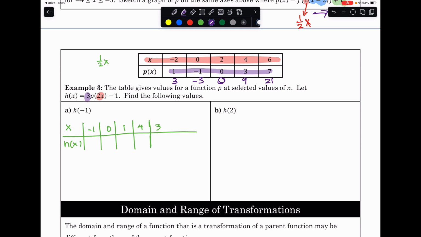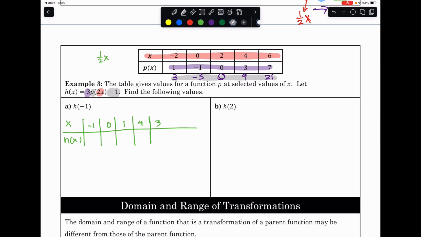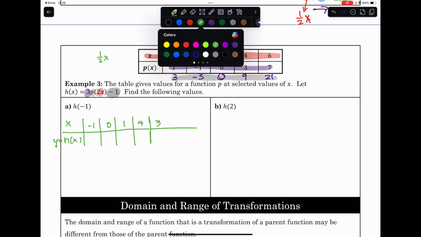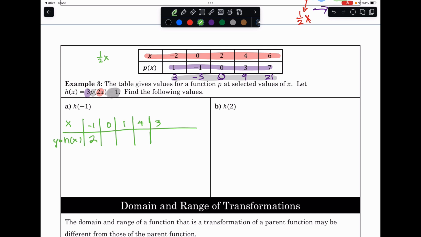And as you see, we still have one more operation. We have this -1, but it's on the outside of the parentheses of p of x. So that's going to affect the y values yet again. And all of these new y values that are in purple are going to now be subtracted by 1. So here's going to be the actual final y values for h. 3 minus 1 is 2. This is going to be -1, this will be -4. -1, oh, that should be a negative right there. 9 minus 1 is 8, and 21 minus 1 is 20.